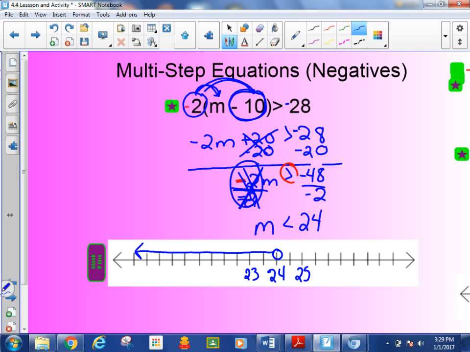Okay, so the key thing out of this lesson is just reviewing some things that we learned back in lesson 3. When you've got multiplication or division involved with a negative number, to get that negative out of there, you also have to reverse your inequality symbol. Good luck with this.